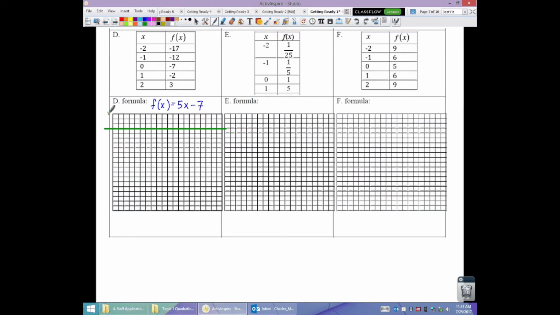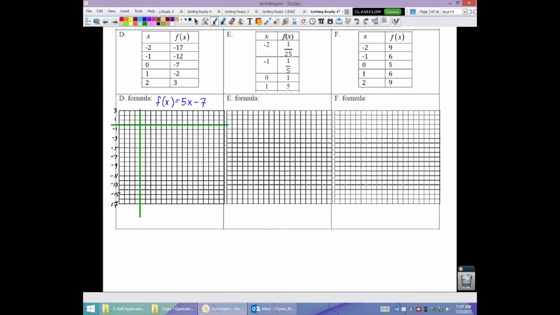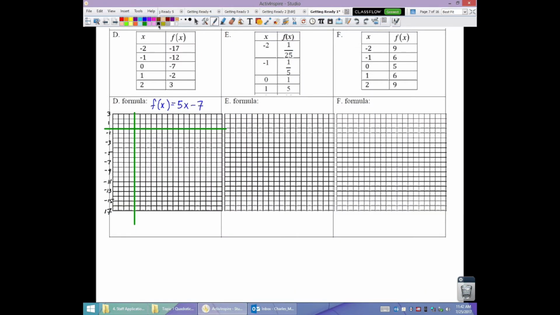Okay, so let me go ahead and number that while I'm thinking about it. I don't want the y-axis right on the edge of the box either, because I know I have x's from negative 2 to 2. So I need to allow to graph a couple of negatives. Now, as long as you leave at least 2 boxes to the left of the y-axis, you can locate it anywhere. I'm going to put mine about here, and I'm counting by ones on that axis.